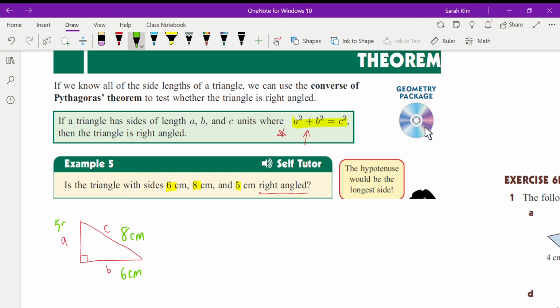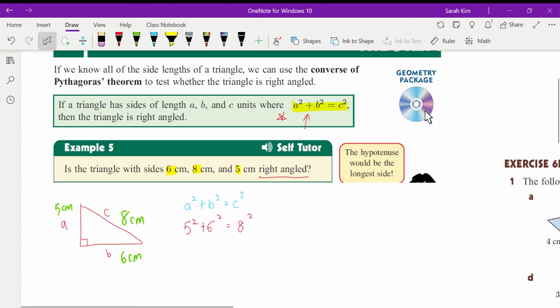What I need to do is make sure that using the equation, it works out. So I copy the equation, and then I just copy out the symbols. So A was 5, so 5 squared. B is 6. C is 8. All I have to do is just make sure this calculation works or if it doesn't work. So 5 squared is 25. 6 squared is 36. 8 squared is 64.